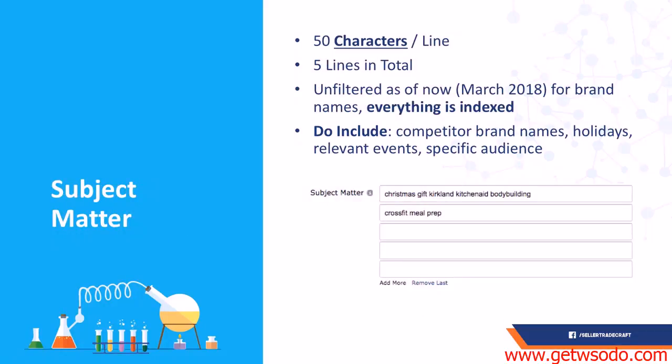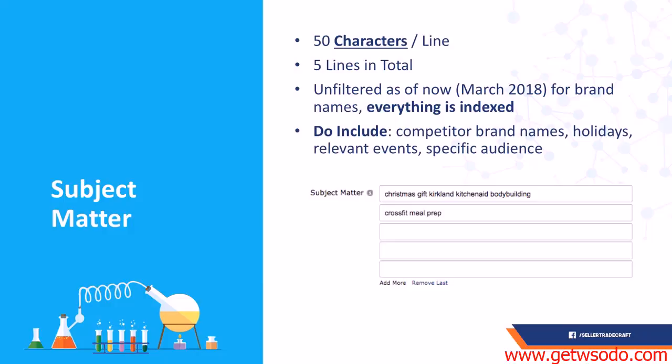Next is the subject matter field. Similar to the backend search terms, this is a section that won't be front facing, and it has a similar amount of characters that gets indexed. This is actually one that a lot of people don't take advantage of, and I highly recommend that you do. You're allowed to index up to 50 characters per line, and you're given 5 lines in total. As of now, amazingly, the subject matter field is not yet filtered by Amazon. So you can do some gray hat stuff, like including your competitors' brand names. Everything is indexed, so please take advantage of this.